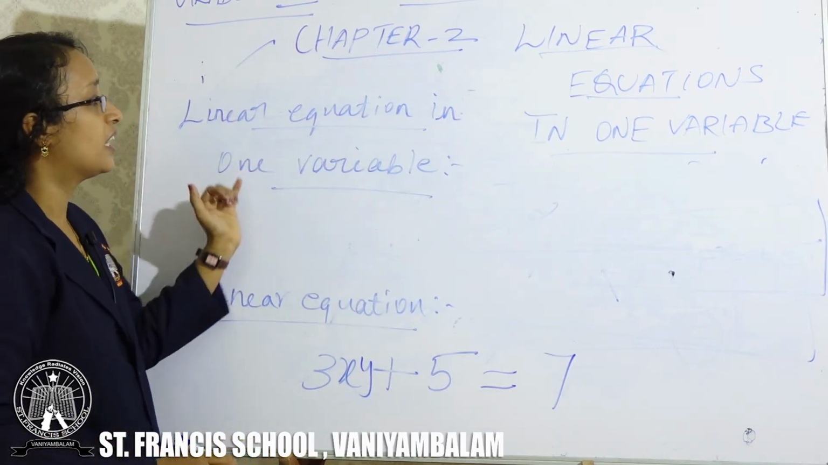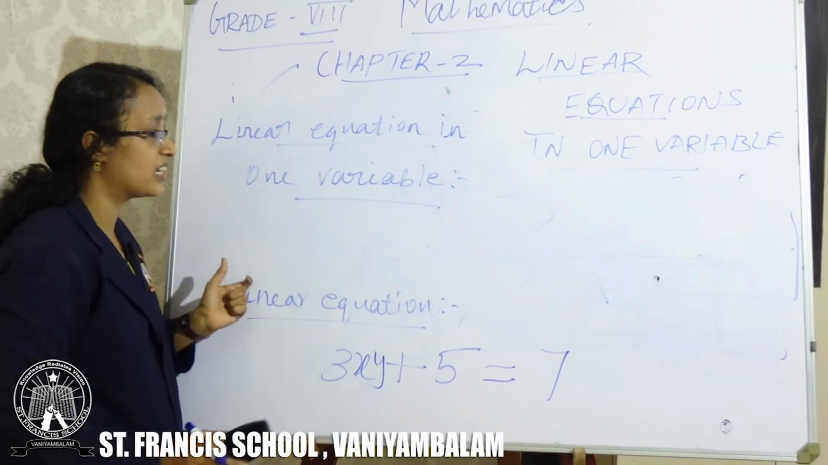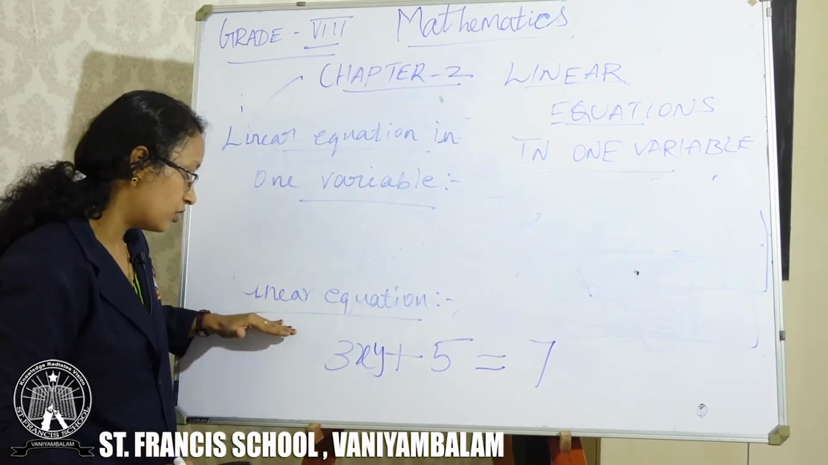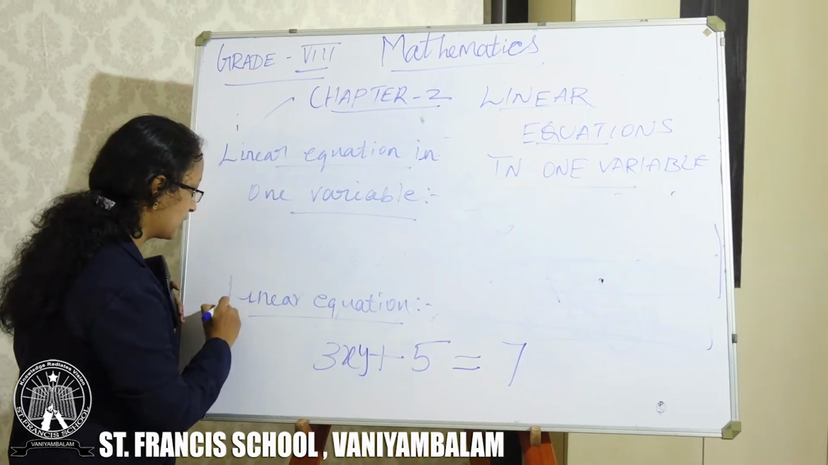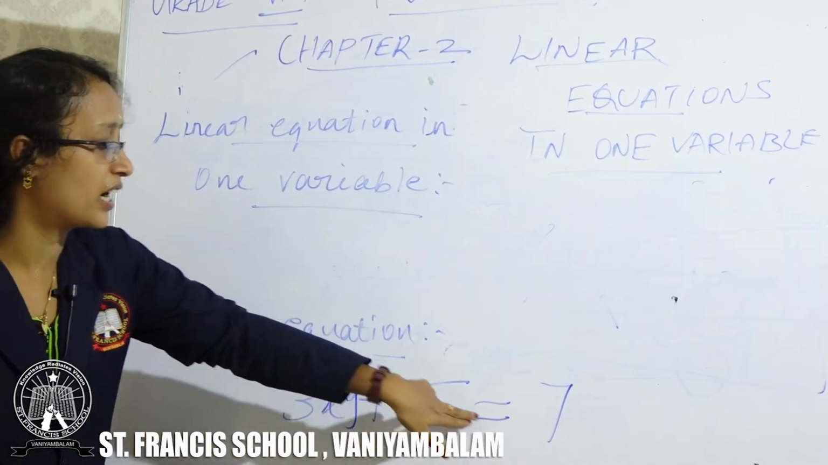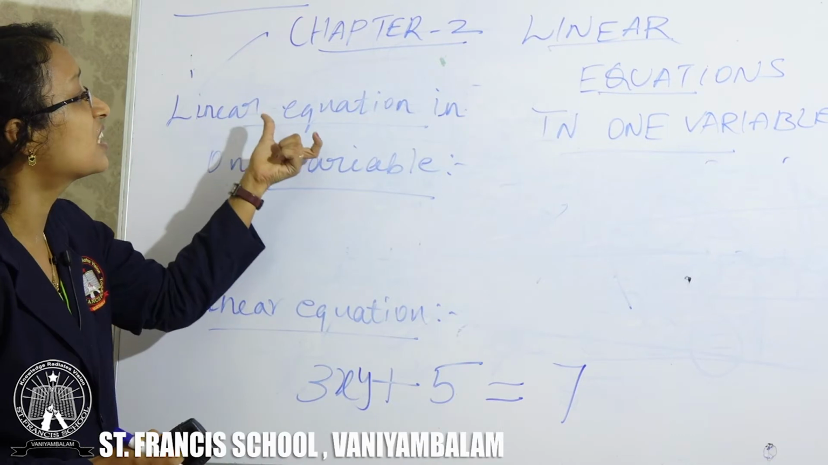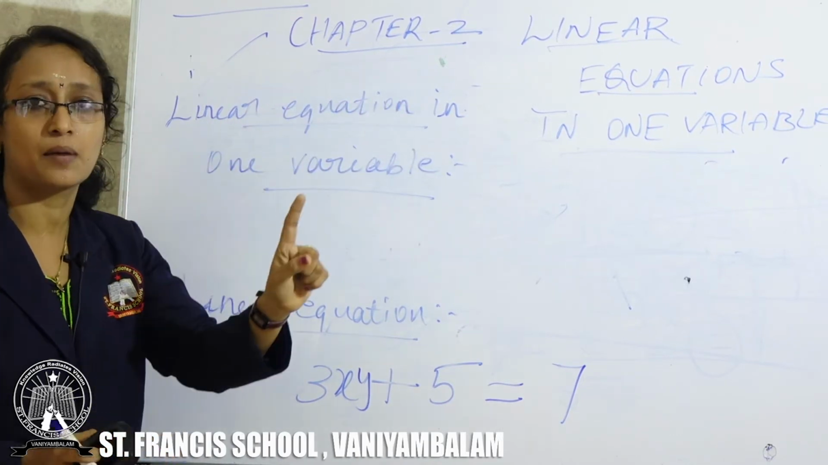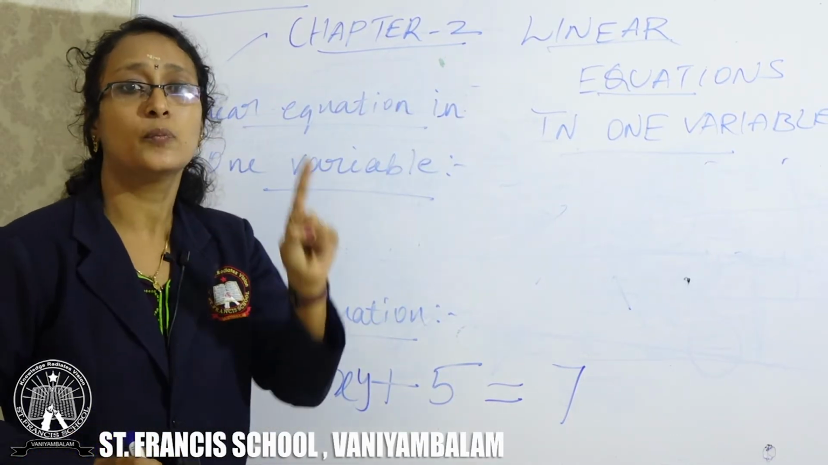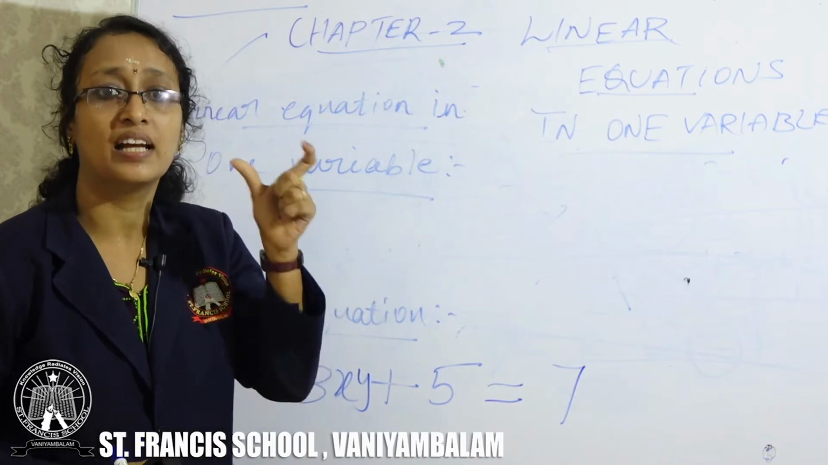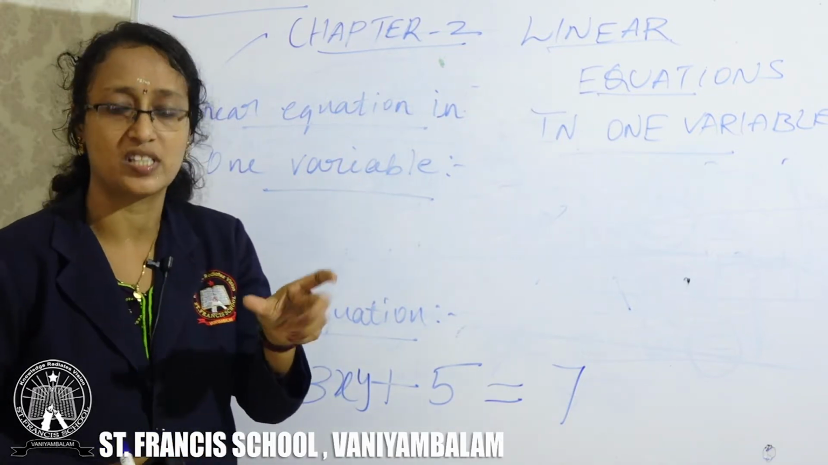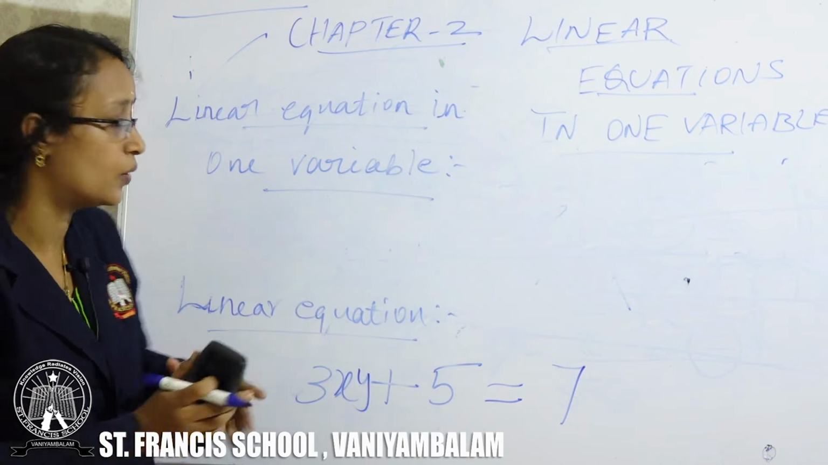Linear equation in one variable. So, what is a linear equation in one variable? Something like 3xy plus 5 is equal to 7 is not it. A linear equation in one variable is an equation which has only one variable in it.